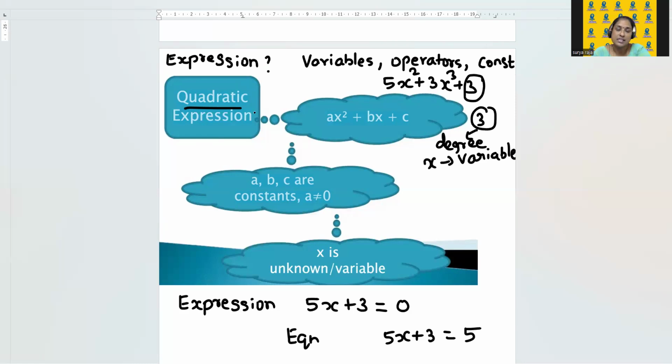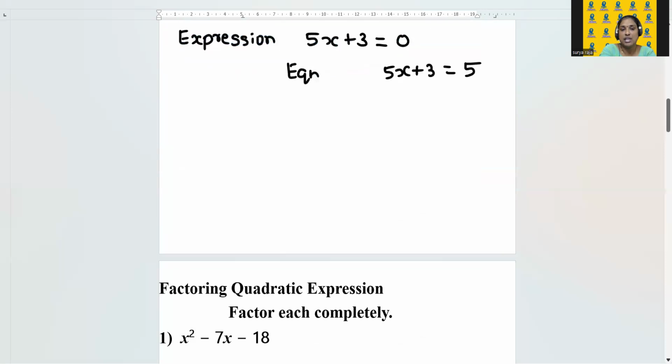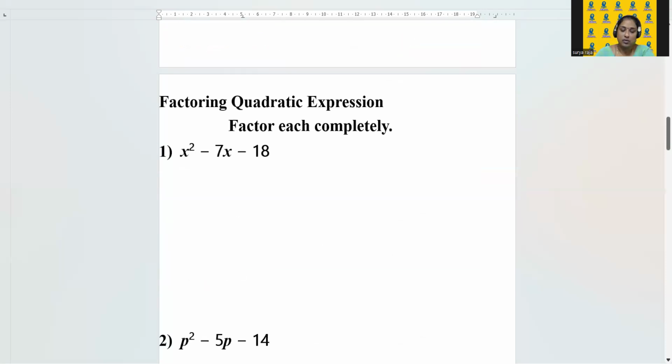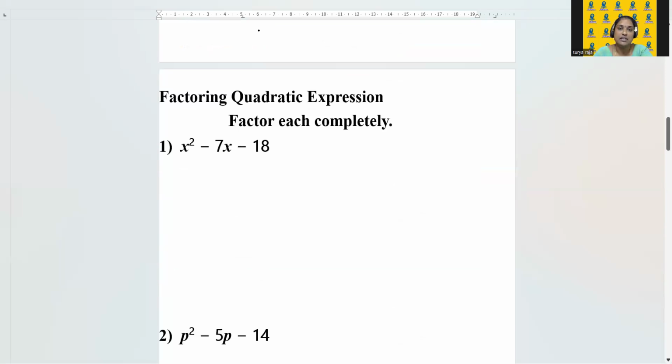The condition for a quadratic expression is that any expression which has highest power 2, we say that expression is a quadratic expression. So we are going to factorize it. What does the term factor mean? Now, when I give you a number like 10, you can say 5 and 2 are the factors of 10. Just 2 times 5 or 5 times 2 is equal to 10. When it comes to an expression, we can also factorize an expression as well.